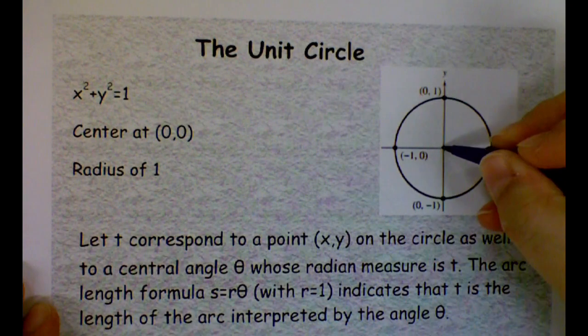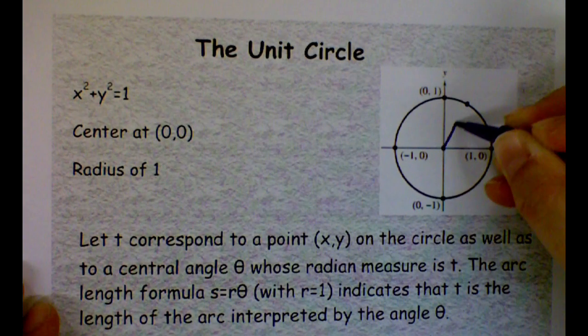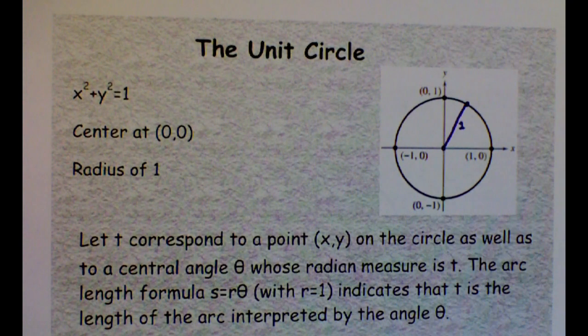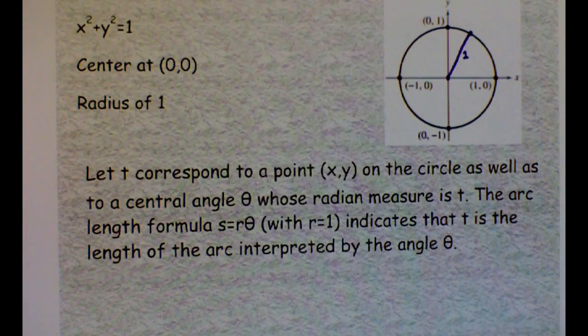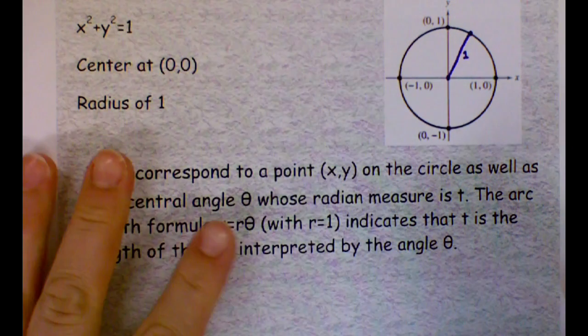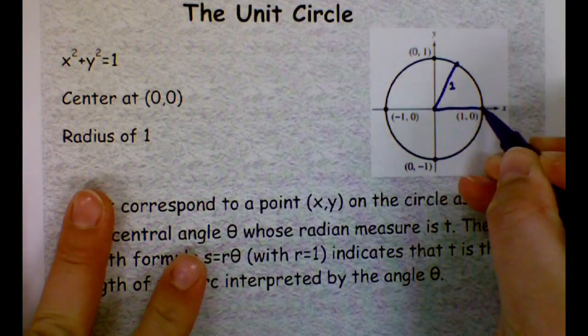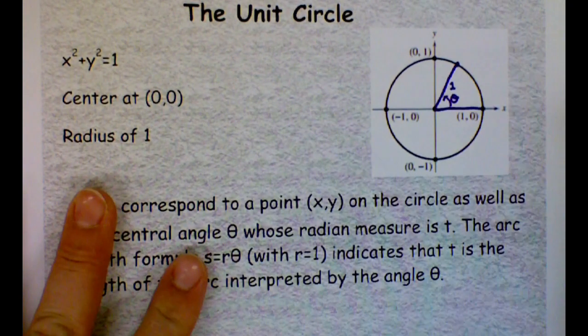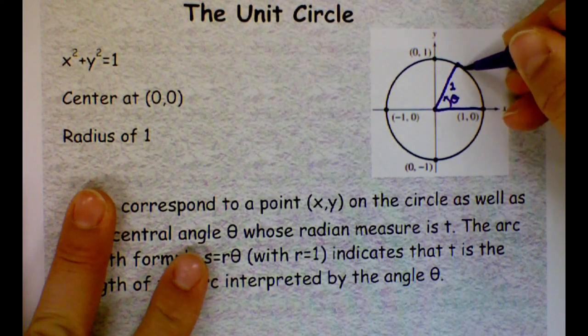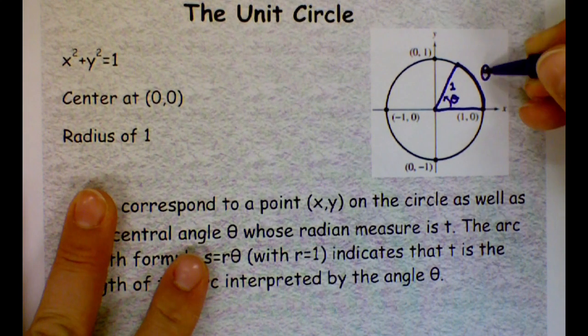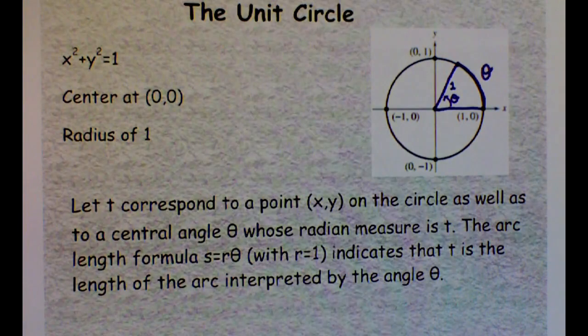So that means from 0, 0 to any point on my circle, that distance is always 1. So we let t correspond to any point x, y on the circle and a central angle theta, whose radian measure is t. The arc length formula, s equals r theta, if r is 1, tells me that t is the length of the arc also intercepted by this angle. So basically, I have some angle theta. The length of this arc is also theta. That's what the unit circle does for us.